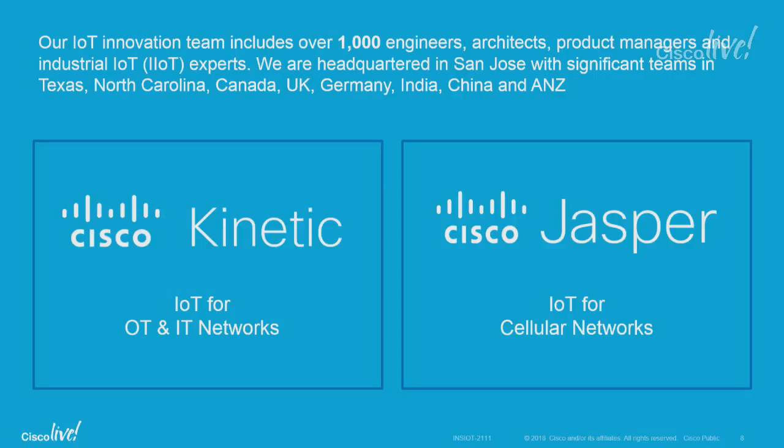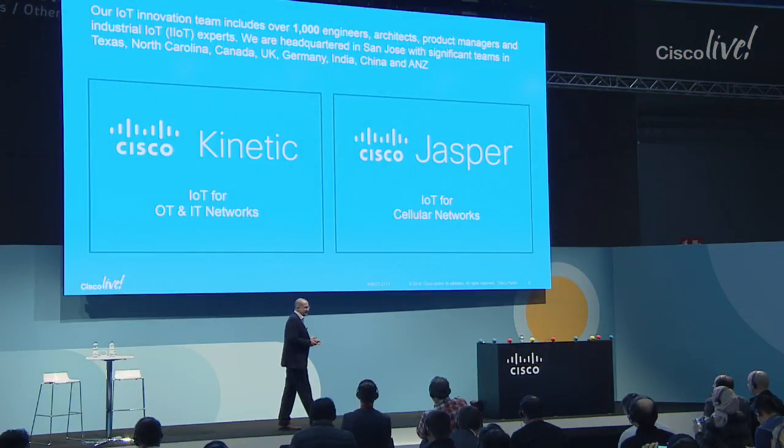So the core of our IoT software strategy consists of 2 pillars. This is Cisco Kinetic for OT and IT networks, Jasper for cellular networks. We have about 1,000 people working on these 2 software suites. They are managed in one group by Rias Rhein.